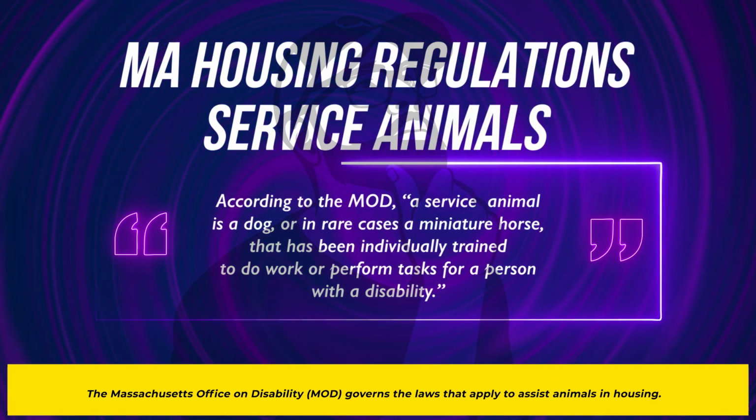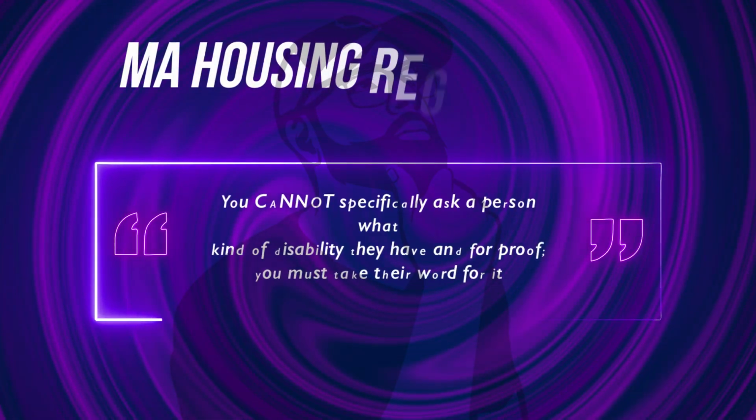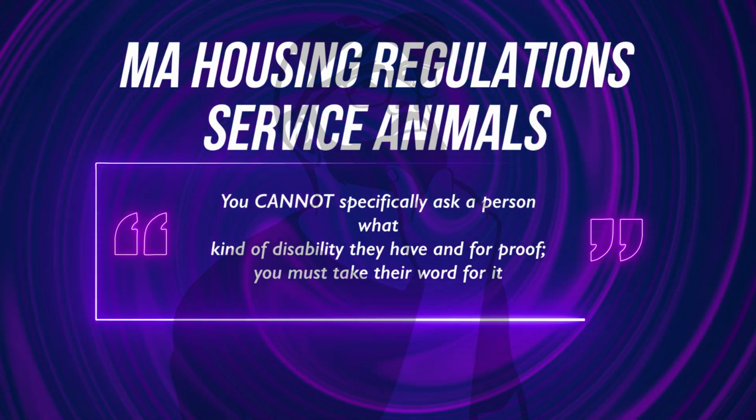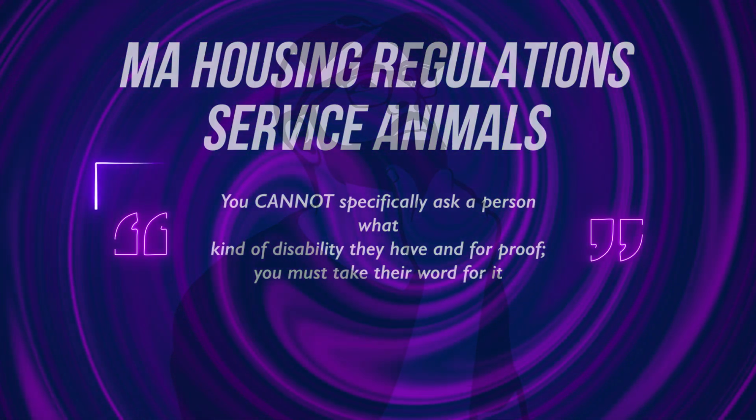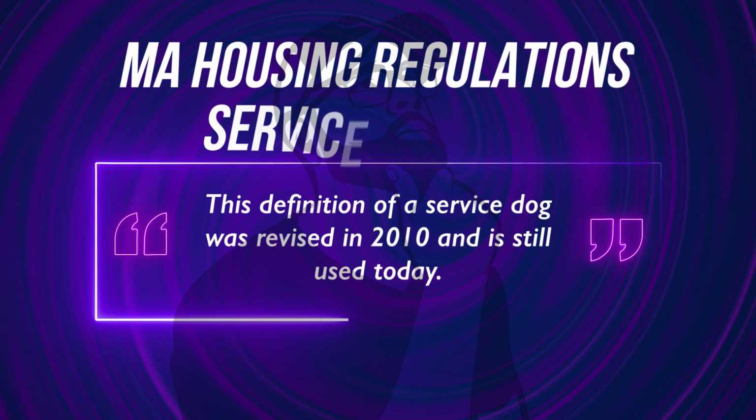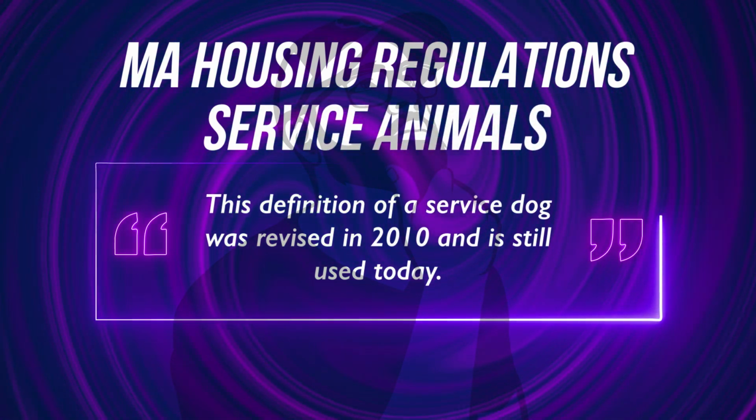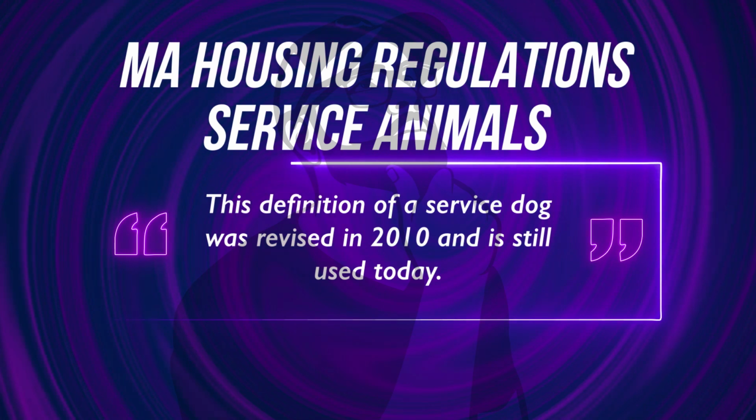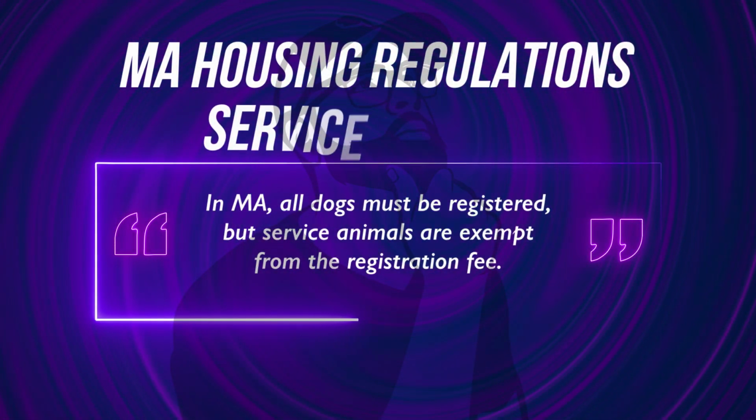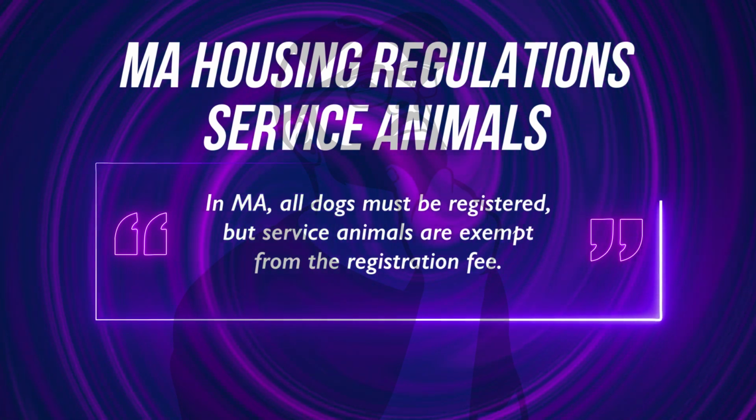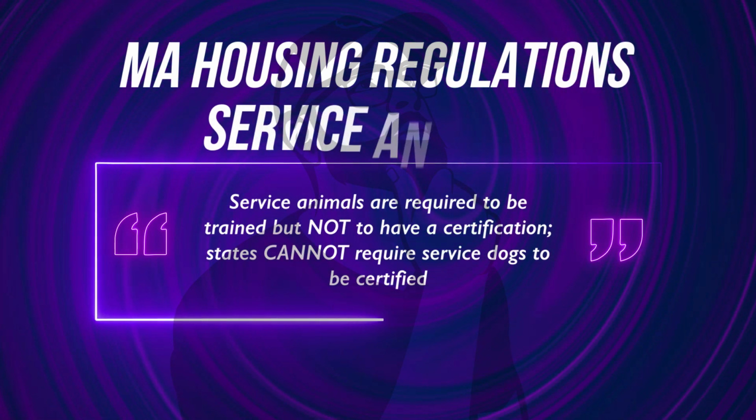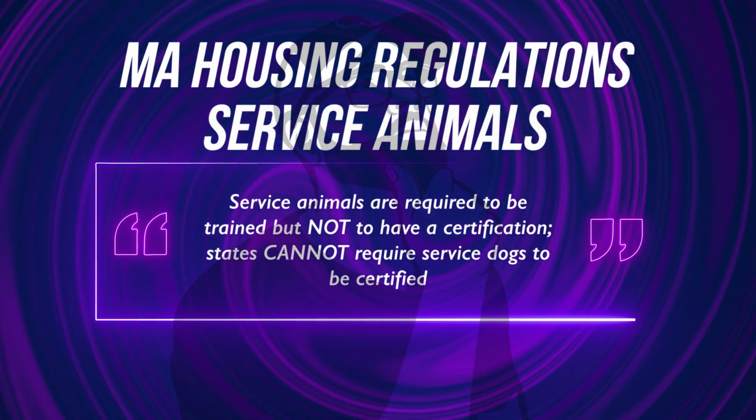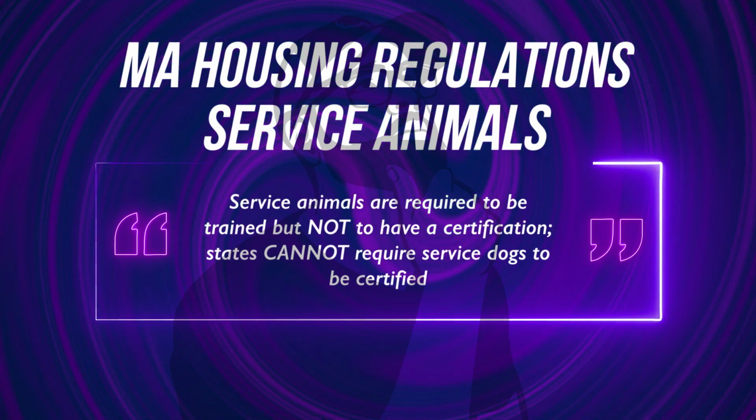So number 1, according to the MOD, a service animal is a dog, or in rare cases, a miniature horse that has been individually trained to do work or perform tasks for a person with a disability. Number 2, you cannot specifically ask a person what kind of disability they have, and for proof, you must take their word for it. And number 3, this definition of a service dog was revised in 2010 and is still used today. In Massachusetts, number 4, all dogs must be registered, but service animals are exempt from the registration fee. Number 5, a service animal is required to be trained but not to have a certification, and states cannot require service dogs to be certified.